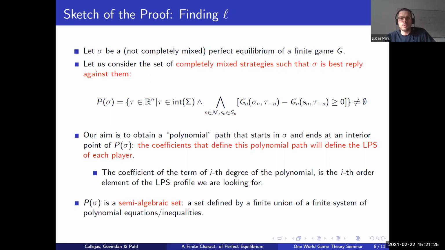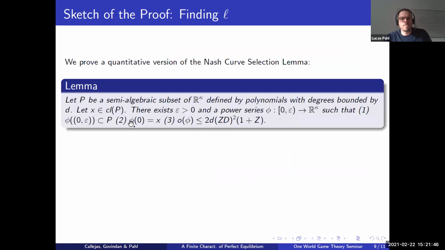And what's the property that we're going to use to find this polynomial path? The property is that the set is semi-algebraic, okay? So defined by a finite system of polynomial equations and inequalities, okay? So we're going to prove a quantitative version of a known theorem called the Nash curve selection lemma in order to obtain these kinds of paths.